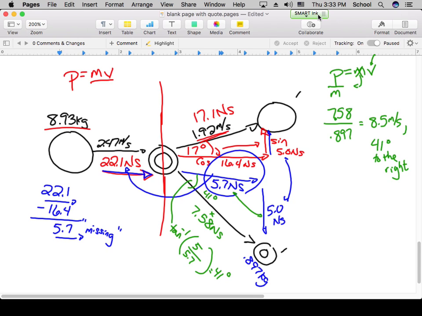Isn't that fun? So it totally makes sense though. Again, total momentum forward equals total momentum forward. Side cancels out. Then we're just doing triangle math stuff, which you're getting increasingly comfortable with, because we keep using it over and over. That's pretty much it.